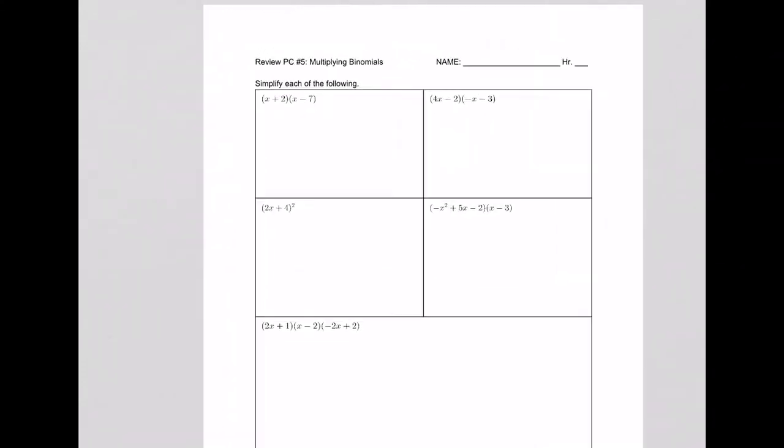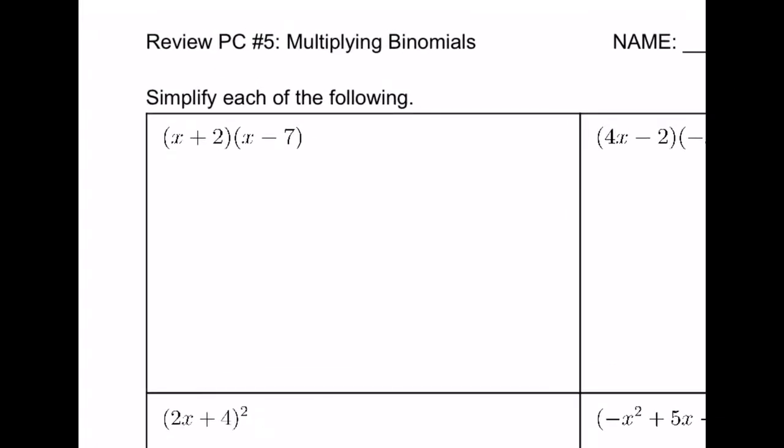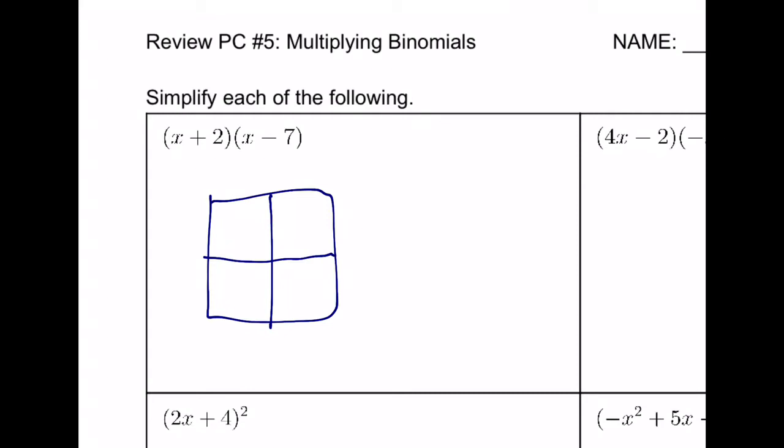Today we're going to do a review for PC 5. The first type of problem, multiplying binomials, we have two terms, an x and a number, in each set of parentheses. We're going to use the box method to set up a 2 by 2 box and put these terms on the outside of the box. The signs come with them.